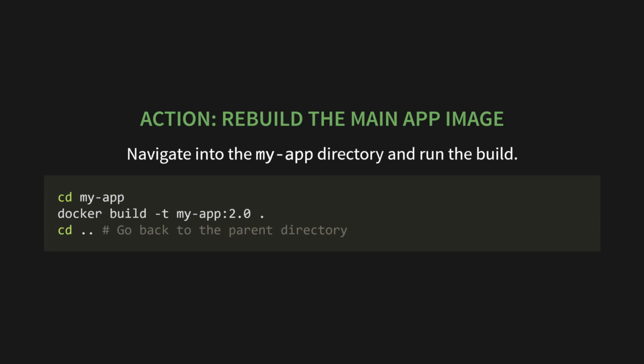Okay, time for another build. Action, rebuild the main app image. Navigate into the myapp directory and run the build. We'll give it a new version. docker build -t myapp:2.0. And then cd .. to go back up again.